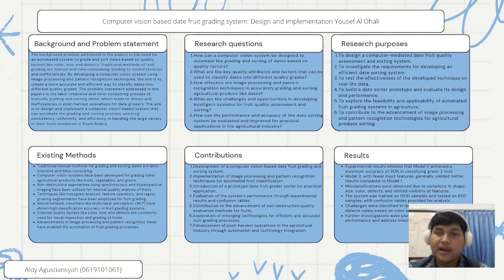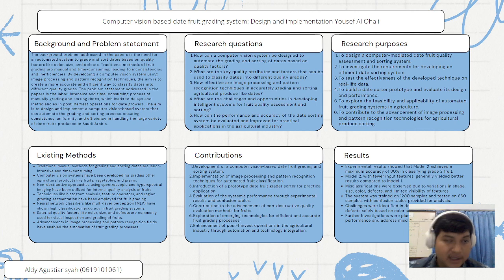Research purposes. One, to design a computer-mediated date fruit quality assessment and sorting system. Two, to investigate the requirements for developing an efficient date sorting system. Three, to test the effectiveness of the developed technique on real-time data.